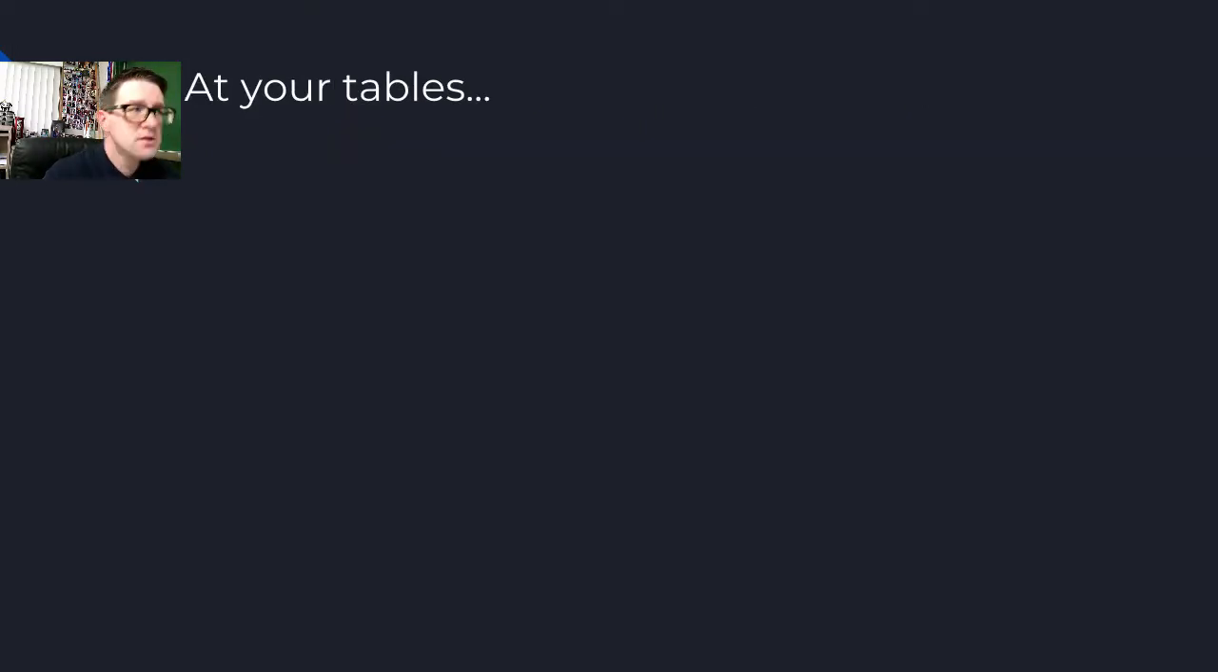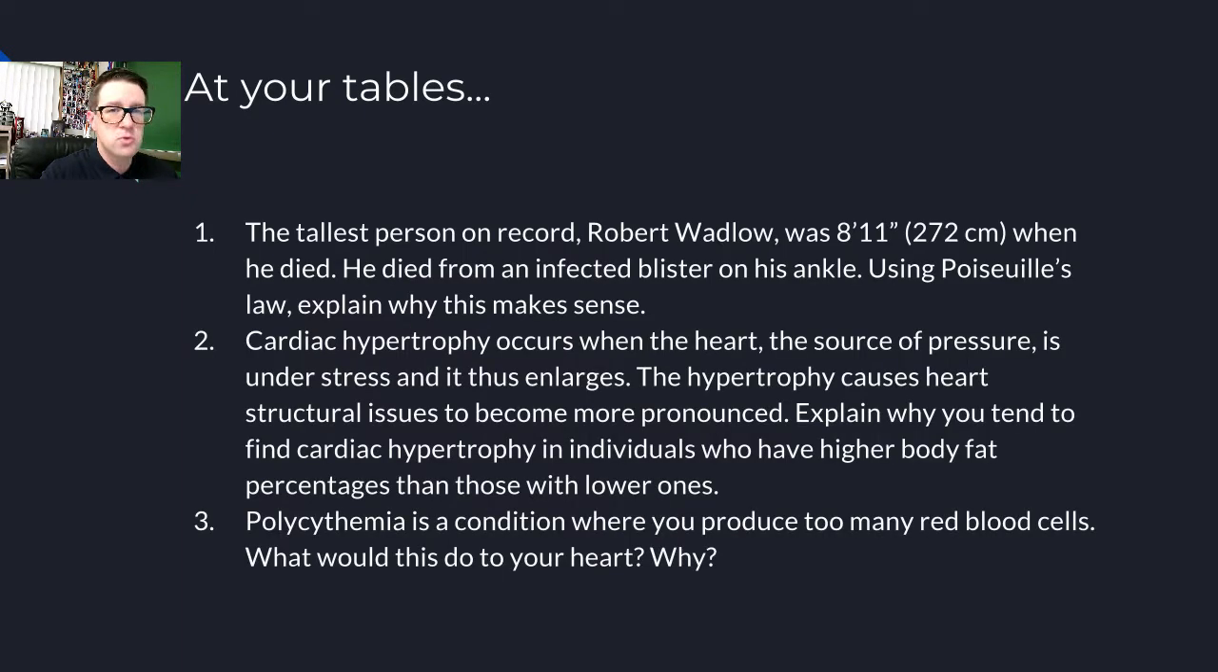And in class, we went over some 3 examples where we tried to apply Poiseuille's law to these examples, because all of these are legit examples of where Poiseuille's law turns out to fit in.